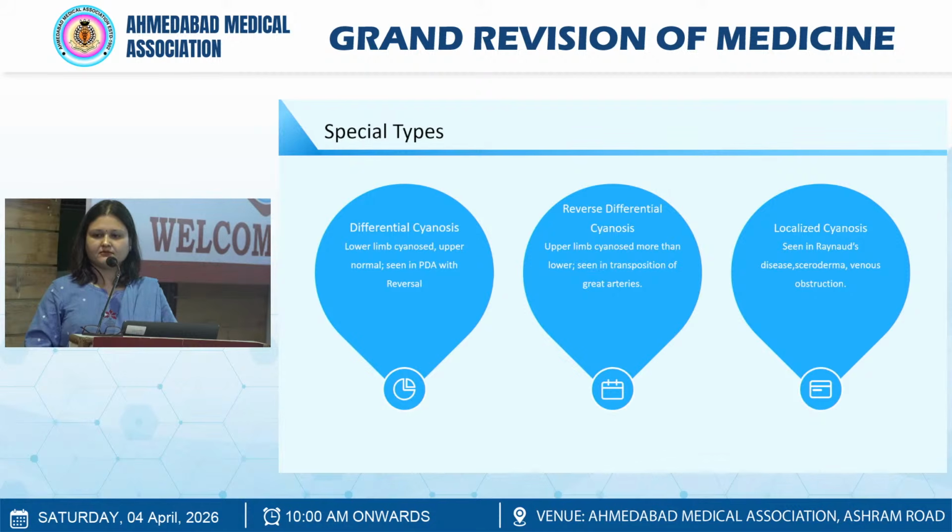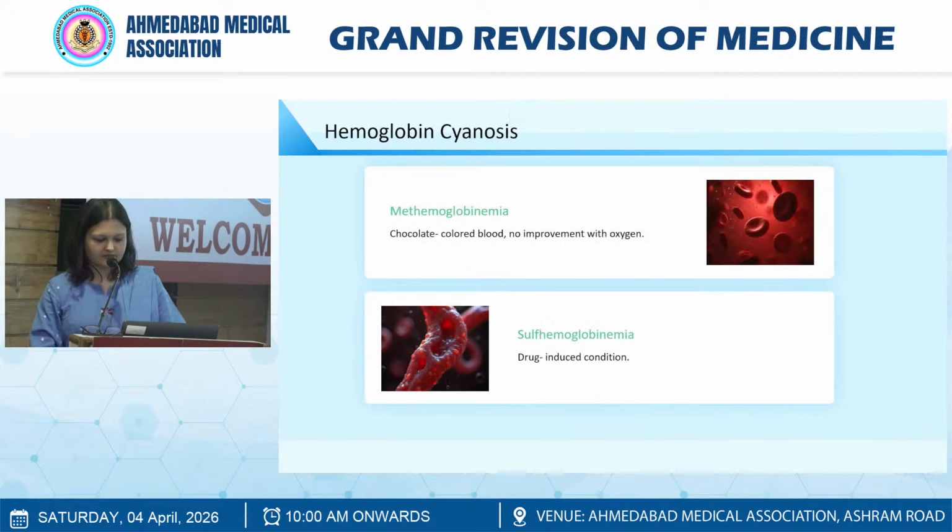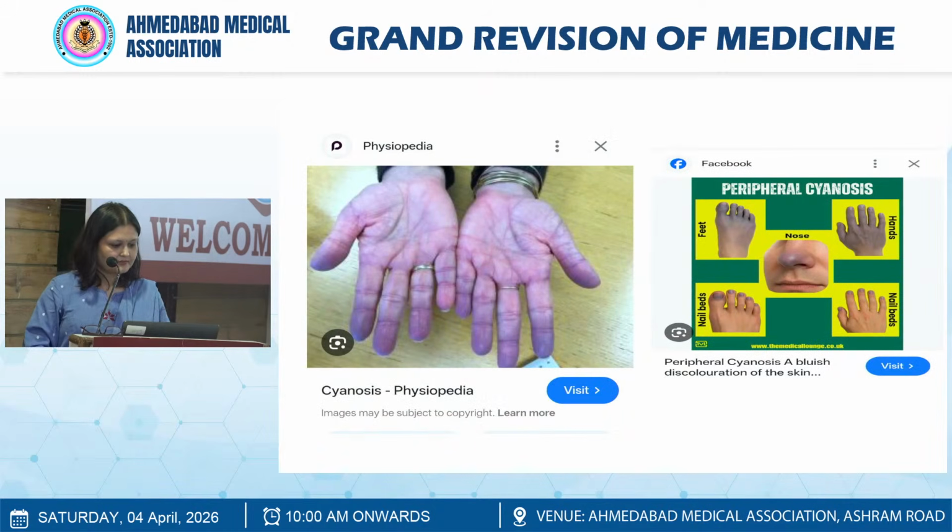Localized cyanosis is seen in Raynaud's disease, scleroderma, and venous obstruction. Hemoglobin cyanosis: when the patient is having methemoglobinemia, sulfhemoglobinemia, or carboxyhemoglobinemia, these are types of hemoglobins which have high affinity for oxygen, so they don't release the oxygen. That is why the patient develops cyanosis. Okay. So in that diagram you can see fingers are bluish. Here the cyanosis is seen in toes, fingers, and tip of nose.